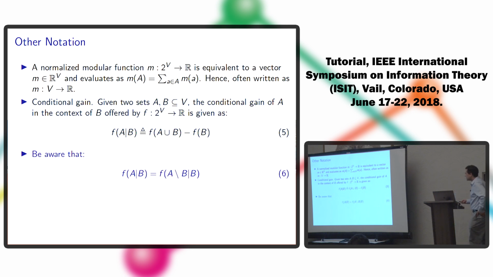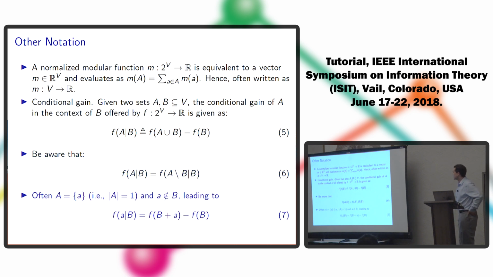Okay, so the other thing that one should note is, of course, since everything is a set, f of A given B is equal to the same of f of A except for B given B, right? Because when we take the union of A and B, that's the same as taking the union of A except for B union B. Right, so that's the same valuation.